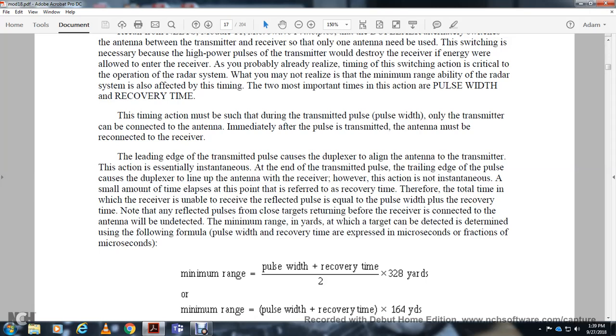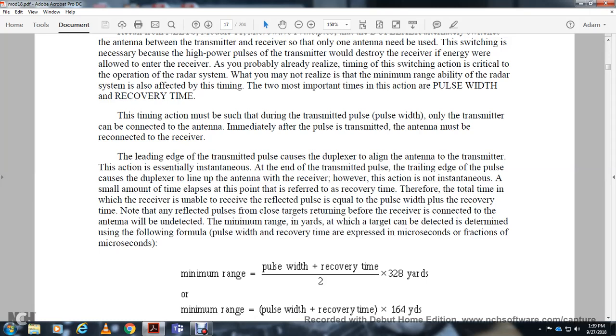However, this action is not instantaneous. A small amount of time elapses, referred to as the recovery time. Therefore, the total time while the receiver is unable to receive the reflected pulse is equal to the pulse width plus the recovery time. Any of the reflected pulse from a close target returning before the receiver is connected to the antenna will be undetected.